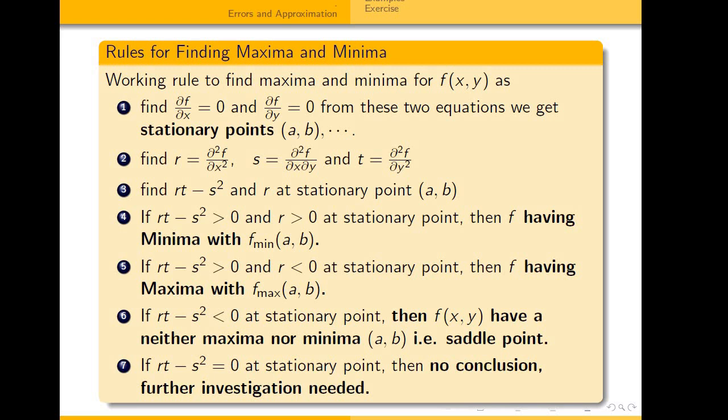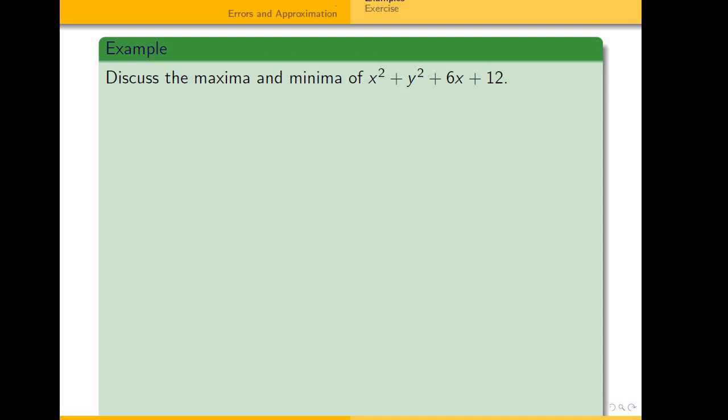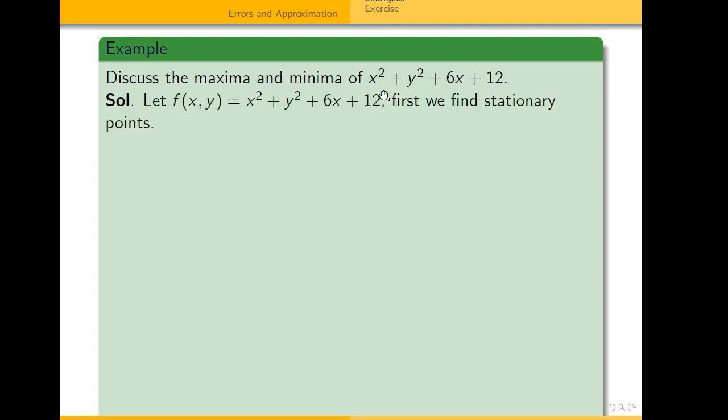For this, we'll go to our example. Discuss maxima and minima of x square plus y square plus 6x plus 12. Here, first of all, I will write this function as a function of two variables, f of xy equals x square plus y square plus 6x plus 12. After this, we first find the stationary points and decide whether these satisfy maxima, minima, or other conditions. Now, how to find stationary points?